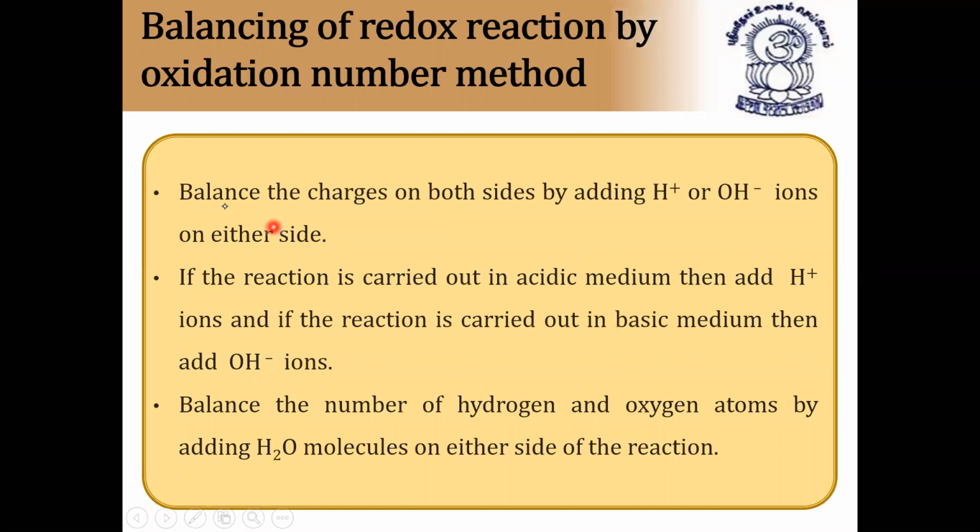Let us see now what happens. Balance the charges on both sides by adding H plus or OH minus ions on either side.